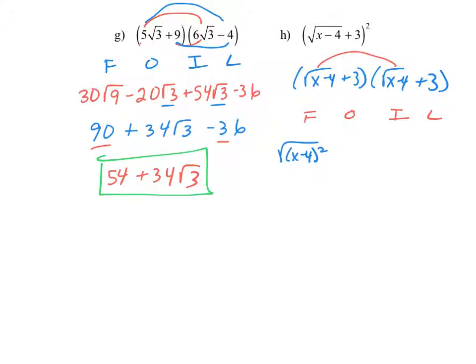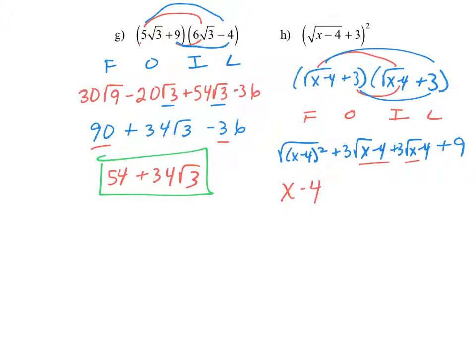The outer is the square root of x minus 4 times 3, so it's going to be plus 3 times the square root of x minus 4. The inner is 3 times the square root of x minus 4, so it's going to be plus 3 times the square root of x minus 4, and then the last is 3 times 3, which is plus 9. Now the first term can be simplified because it's the square root of x minus 4 squared, so that simplifies to just x minus 4.